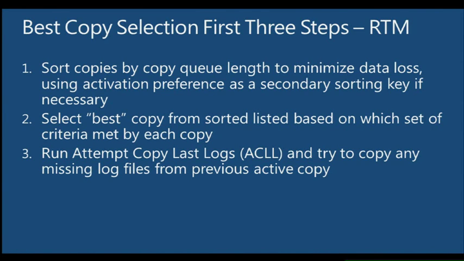Once we have our sorted list, then we look at the one that meets the criteria, and we start the activation process. The activation process starts with this run attempt copy last logs, or this ACL process. That is a process whereby Active Manager goes back to the original active copy and tries to copy any missing log files. So if I have a copy queue length of 5, there's 5 missing log files that Active Manager would like to try and get. So he's going to try and copy them and get them over. Maybe he'll succeed, maybe they don't. We don't know. It's based on the nature of the failure. So those are the first 3 steps.